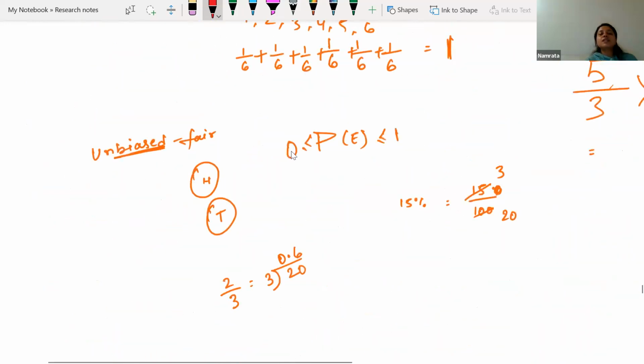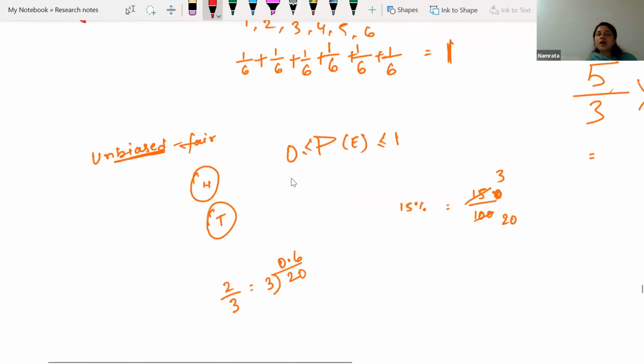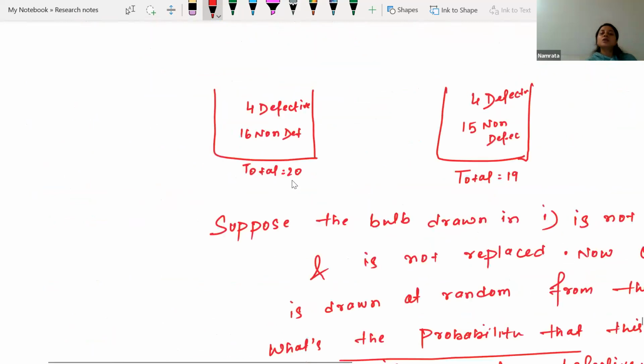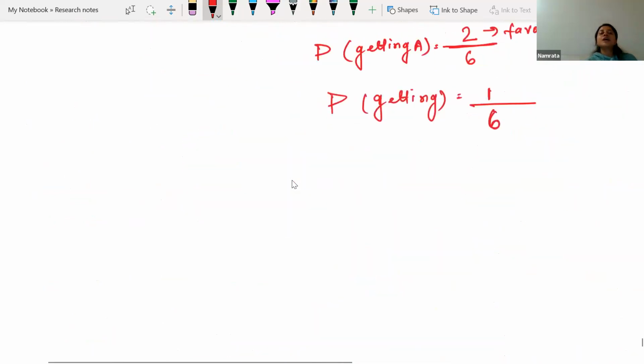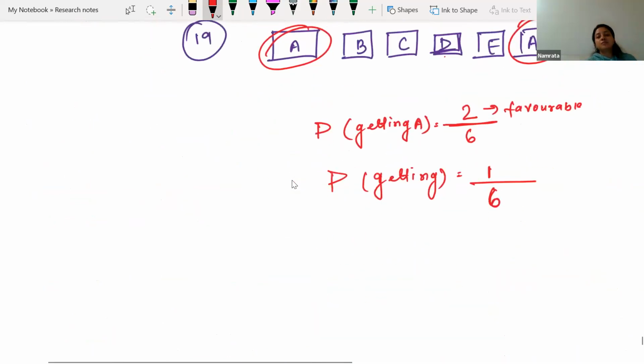Now probability always lies between 0 and 1. I have shown you the probability line. 0 means an impossible event, 1 means a sure event. So these were everything which we have discussed till now. Okay, let's move to the next question.